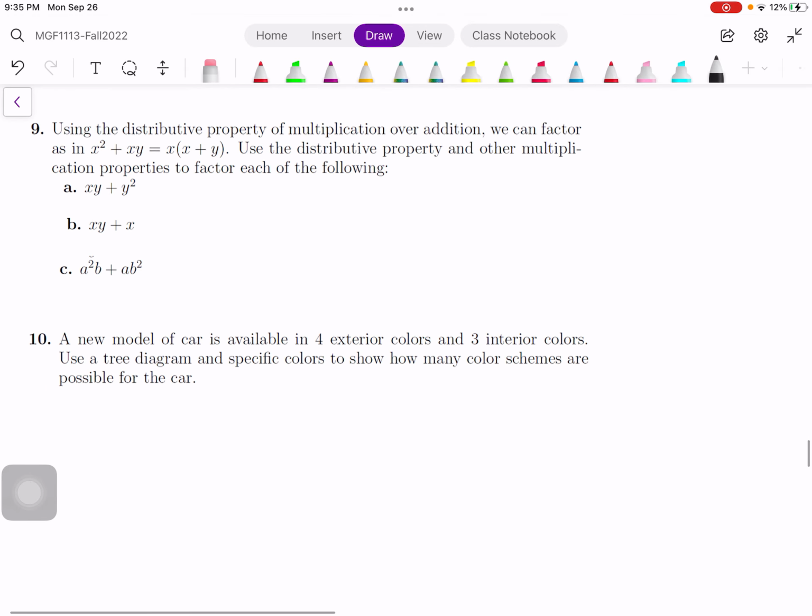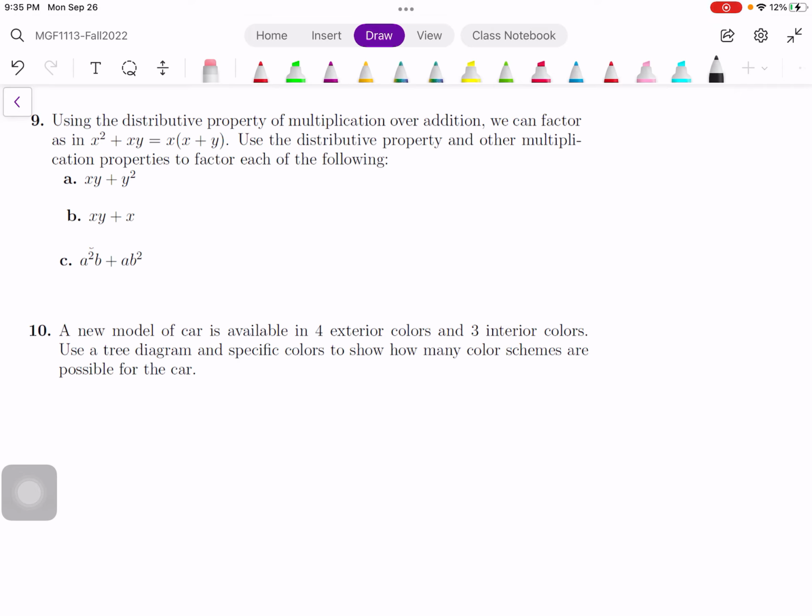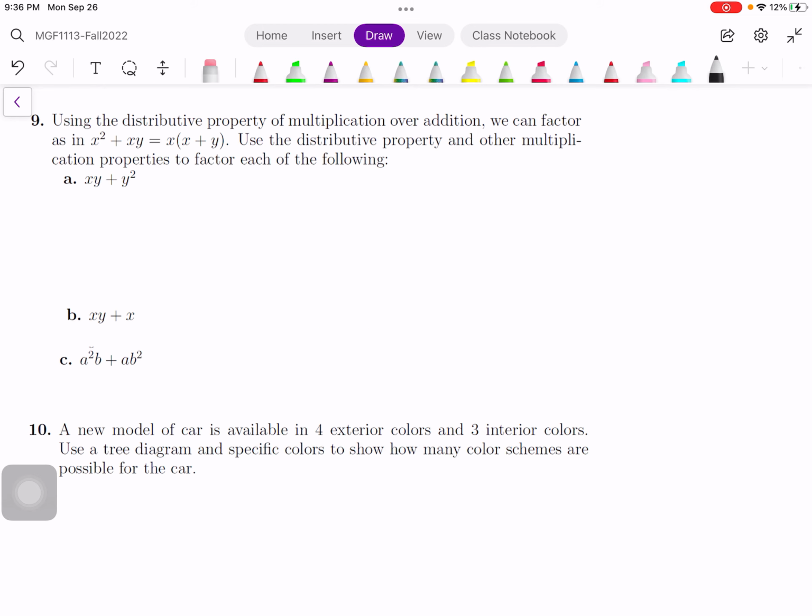Finally, last two exercises. Using the distributive property of multiplication over addition, we can factor, as in x squared plus xy is x, and in the parentheses, x plus y. Use the distributive property and other multiplication properties to factor each of the following. Okay, so let's start with a.